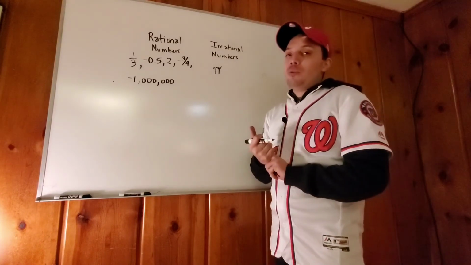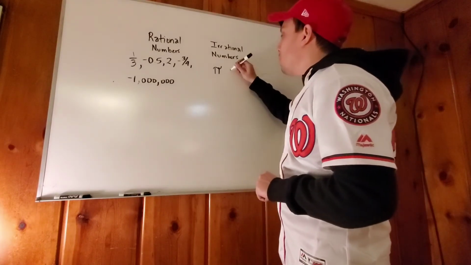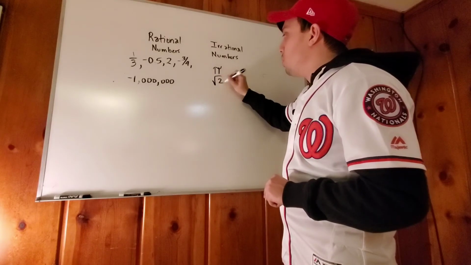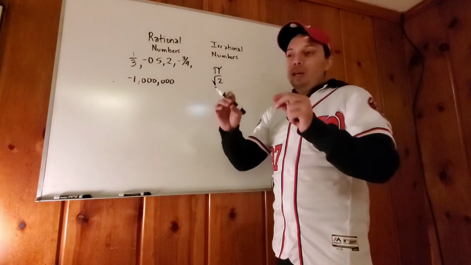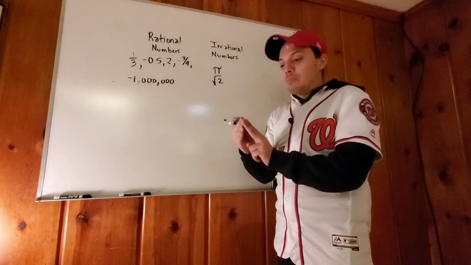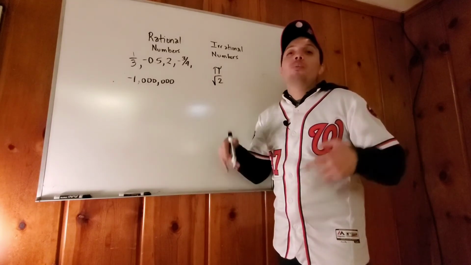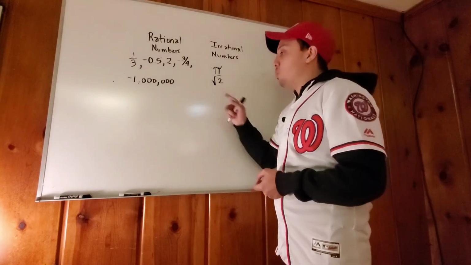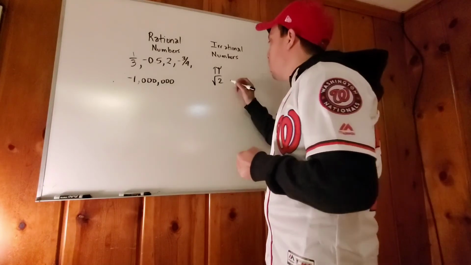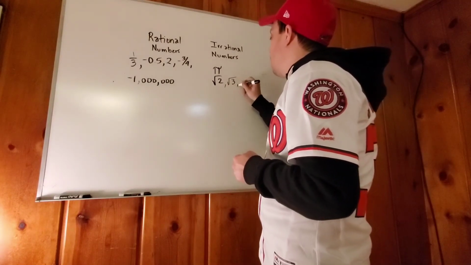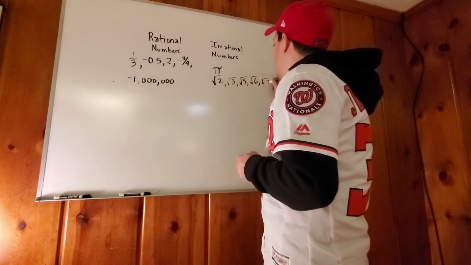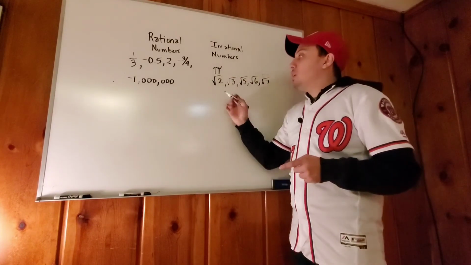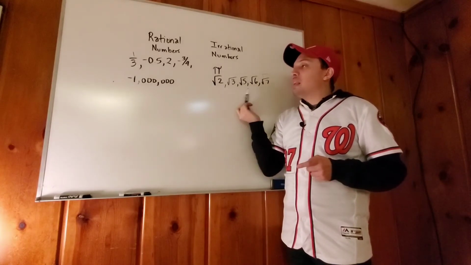What else is going to be an irrational number? Another irrational number is square root of 2, because we don't know what square root of 2 is. If you put it on the calculator, it will give you an estimate, but it won't tell you what it is. So square root of 2 is an irrational number. Also square root of 3, square root of 5, square root of 6, square root of 7. So you get the pattern, right? It's everything that is not a perfect square.